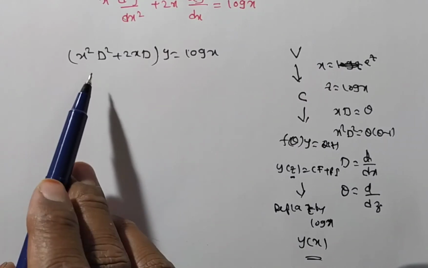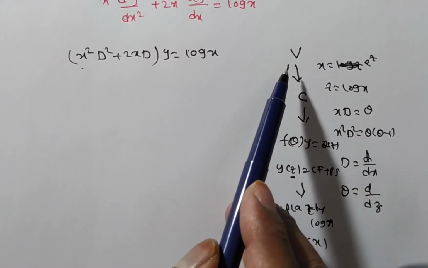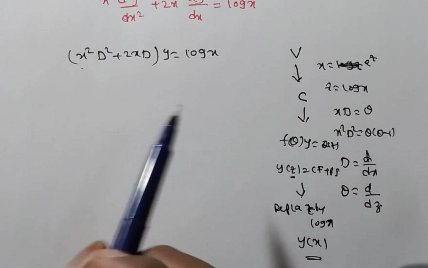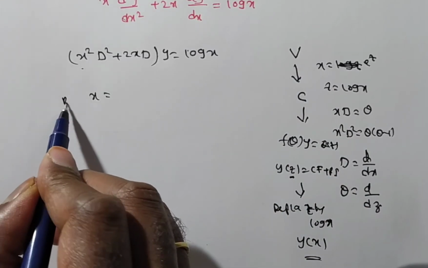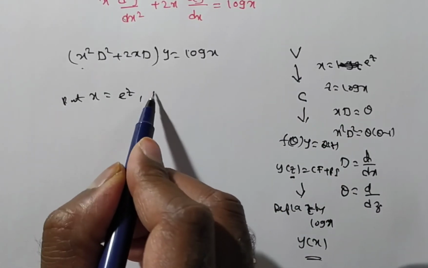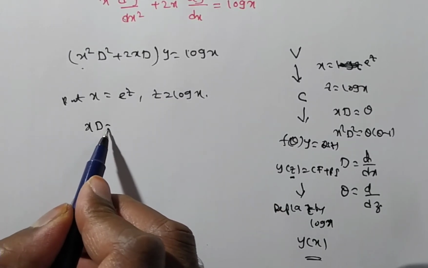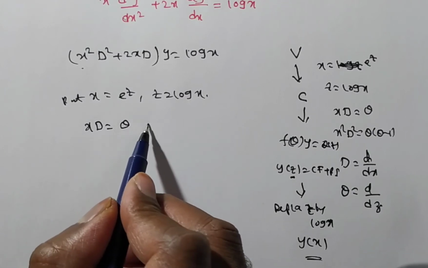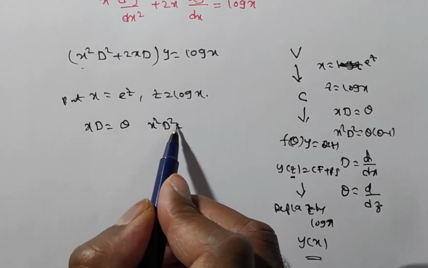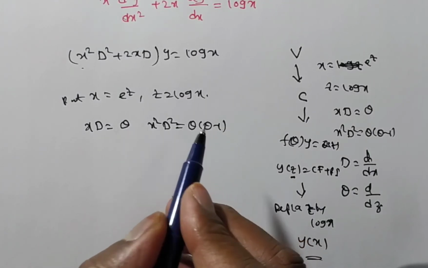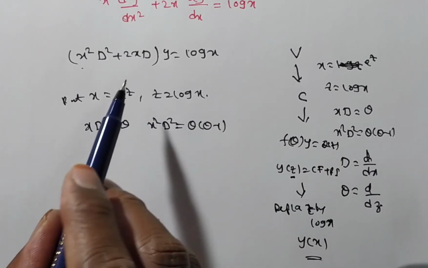Right. Now what we have to do, this one we have to convert into constant quotients. For that what I am doing, put x = e^z, where z = log x. Now xD also we have to substitute. What is the xD here? θ. And x²D² is nothing but θ(θ - 1). Now you substitute all these values in the above equation.